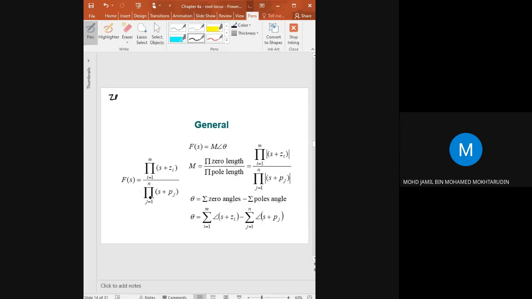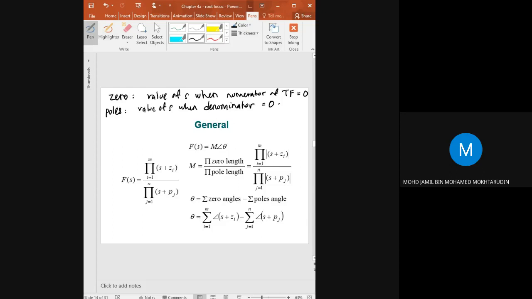So a zero is basically the value of s when the numerator equals zero, and poles are the values of s when the denominator equals zero. Okay, so a transfer function is made up of numerator divided by denominator.